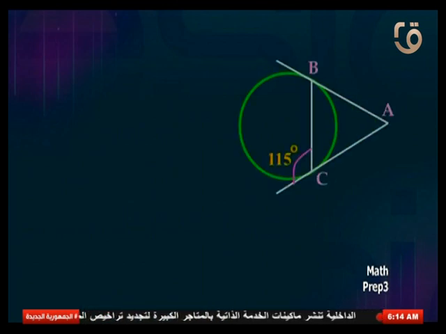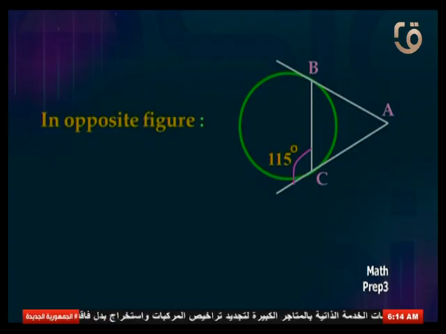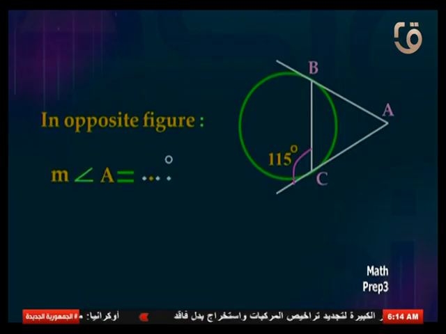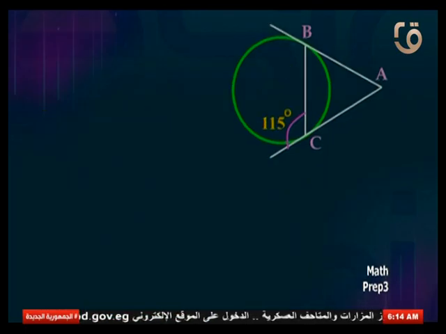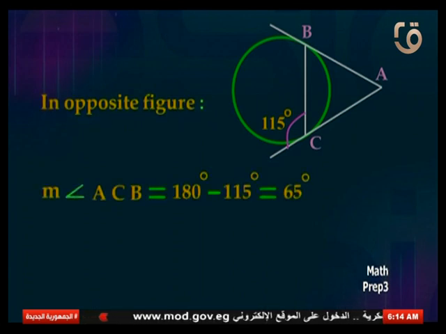Another example, in the opposite figure, measure angle A equals what? Is it 65 degrees, 75 degrees, 50 degrees, or 30 degrees? First of all, can you find any angle from the givens in front of you? Of course, yes. How? Measure angle ACB. What about measure angle ACB? It is 180 degrees minus 115 degrees to obtain a result as 65 degrees, as it is a straight angle.